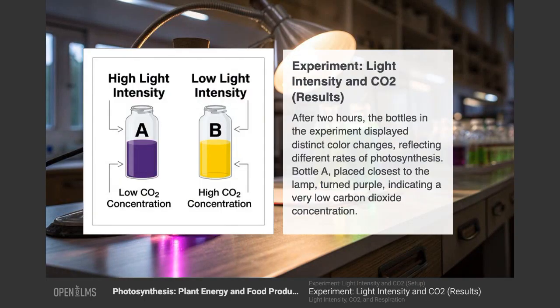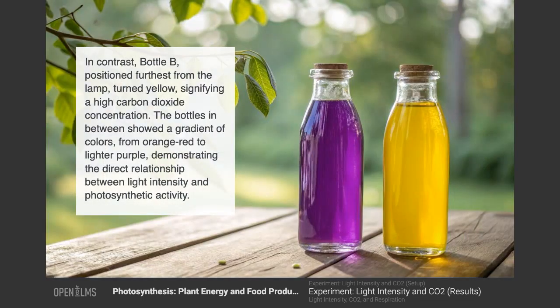Experiment, light intensity and CO2 results. After 2 hours, the bottles in the experiment displayed distinct color changes, reflecting different rates of photosynthesis. Bottle A, placed closest to the lamp, turned purple, indicating a very low carbon dioxide concentration. In contrast, bottle B, positioned furthest from the lamp, turned yellow, signifying a high carbon dioxide concentration.